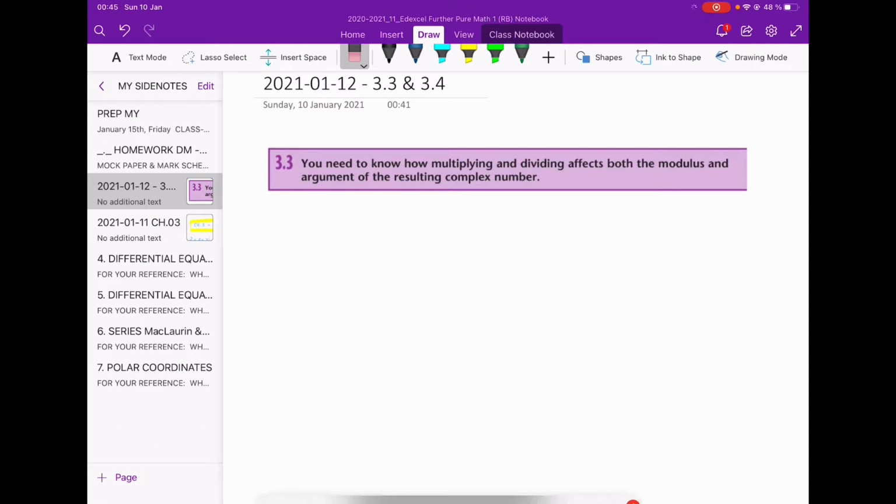So if you have two complex numbers given, let's say z1 and z2, let's say z1 would be x plus yi and z2 would be a plus bi, doesn't matter, but z1 would have modulus r1 and argument theta 1, and z2 would have modulus r2 and theta 2 would be the argument of z2.